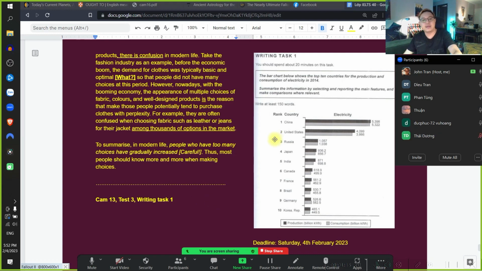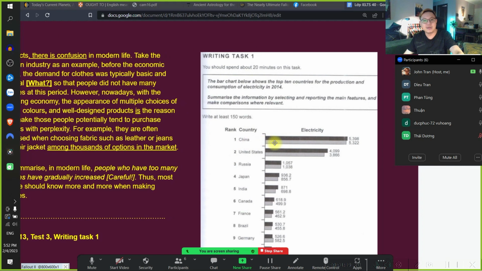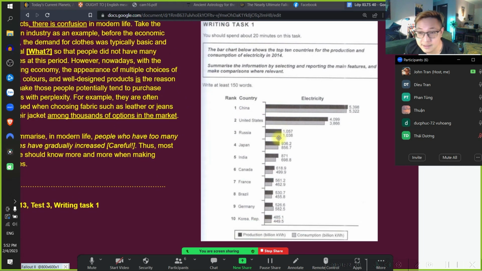Alright, so let's do Camp 13, Test 3, Writing Task 1. The bar chart below shows the top 10 countries for the production and consumption of electricity in 2014. Cái biểu đồ cột bên dưới này nó chỉ được là top 10 đất nước cho sự sản xuất và tiêu thụ của điện vào năm 2014.